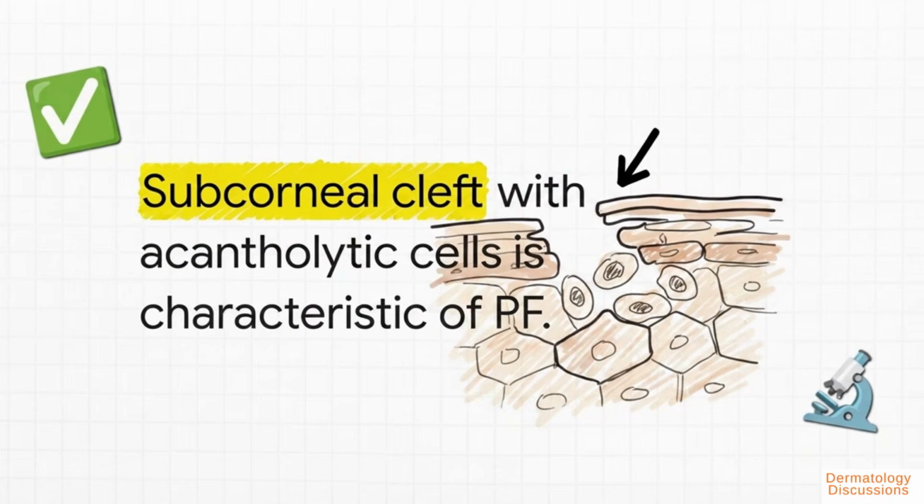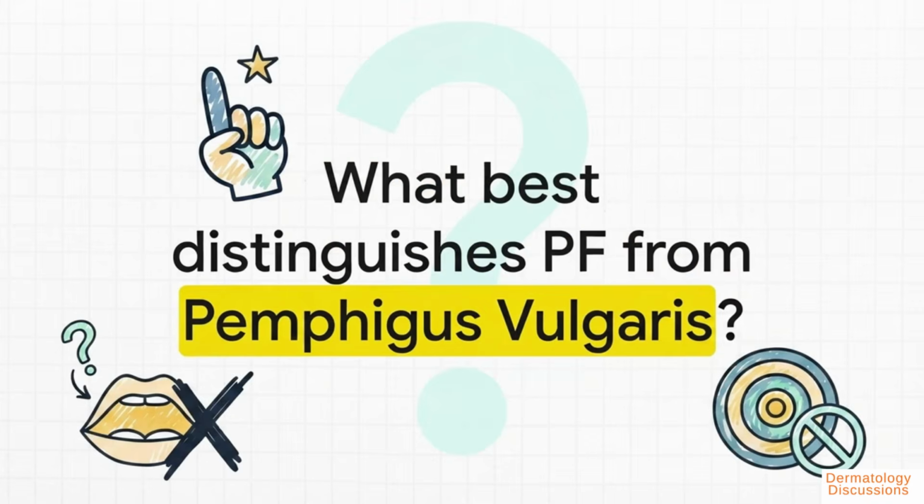And the correct answer is C, a subcorneal cleft with acantholytic cells. That is your classic, characteristic histopathologic finding of PF. Just to recap why the others are wrong, a deep subepidermal blister with eosinophils would actually point to bullous pemphigoid, while a deep suprabasal cleft would be our mucosal-involving nemesis, Pemphigus vulgaris. Nailed it. Let's hit question 2.